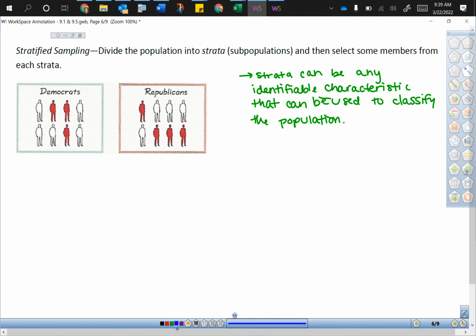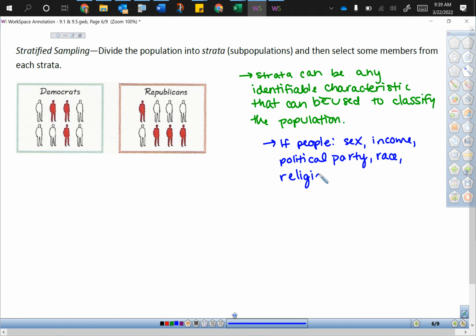So let's say the population that we're talking about is people, okay? So if we are talking about people here, strata could be sex, it could be income, it could be political party, like this example that we have here. What else could it be? Race, that's a really good one. Religion, that's an awesome one. And another one is location.